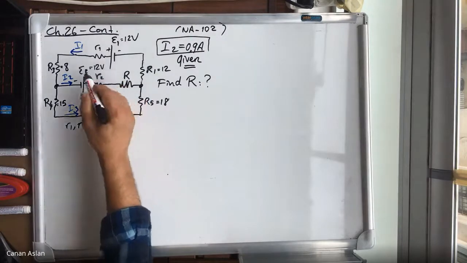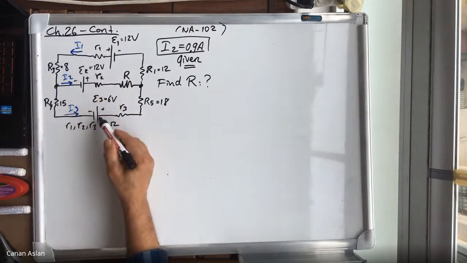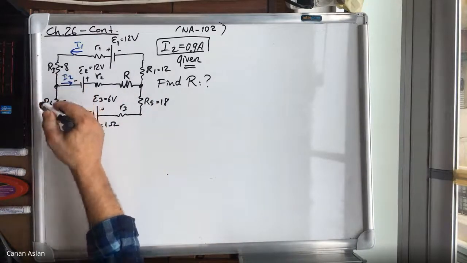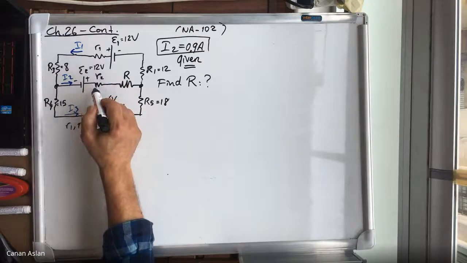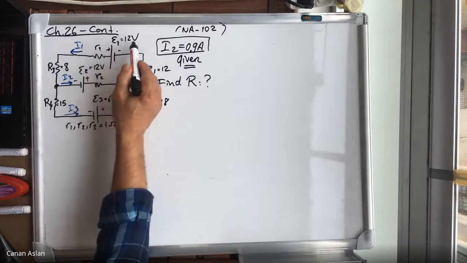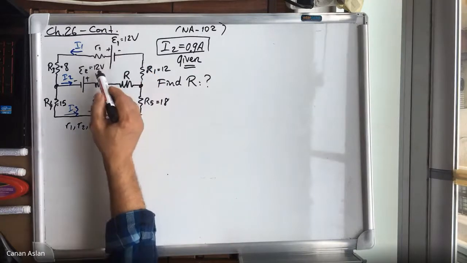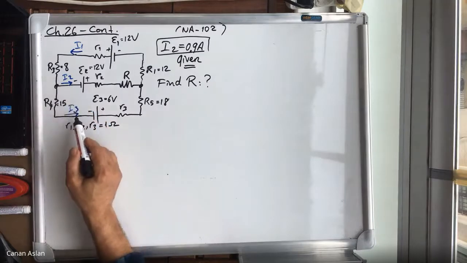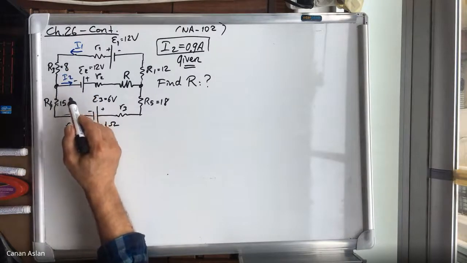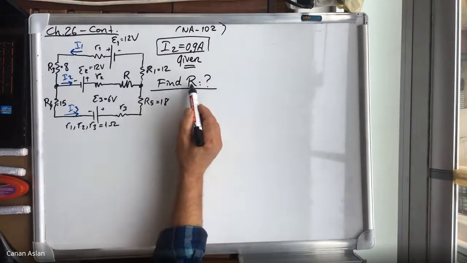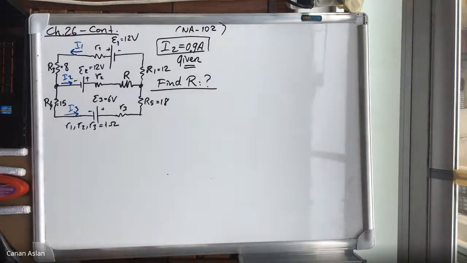In this example, we have three power supplies and four resistances given by 12, 18, 15, 18 ohms outside and inside R1, R2 and R3. These are all 1 ohm and the power supplies are given as 12 volts, 6 volts here. So I1, I2 and I3, these currents are specified like that, and I2 is given as 0.9 amperes. Our objective is to find what R is. So we would like to solve this.